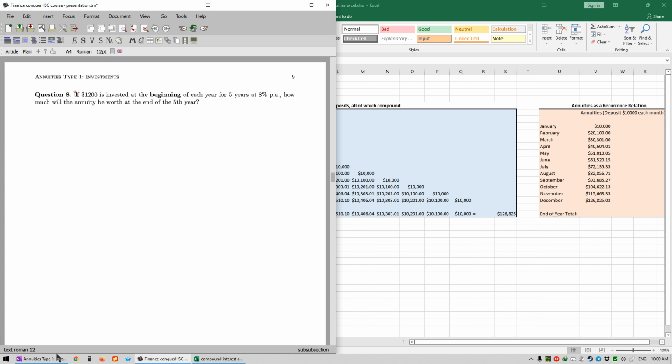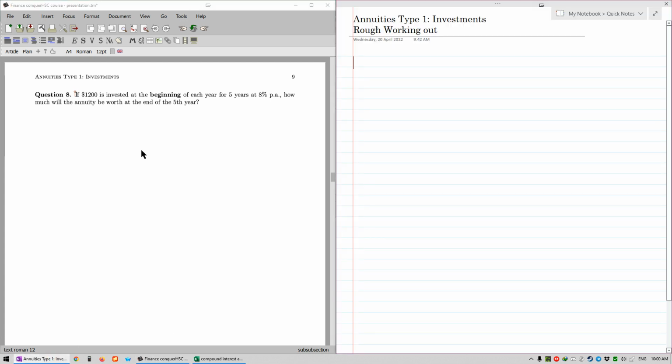All right, if $1,200 is invested at the beginning of each year for 5 years at 8% per annum, how much will the annuity be worth at the end of the 5th year? Now, once again, we know this is not a compound interest question because it's saying it's invested at the beginning of each year. You have multiple investments. That's really key. Compound interest, you have one investment only. With an annuity, you have multiple investments. That's the hallmark, as I've been saying over the past couple of lessons.